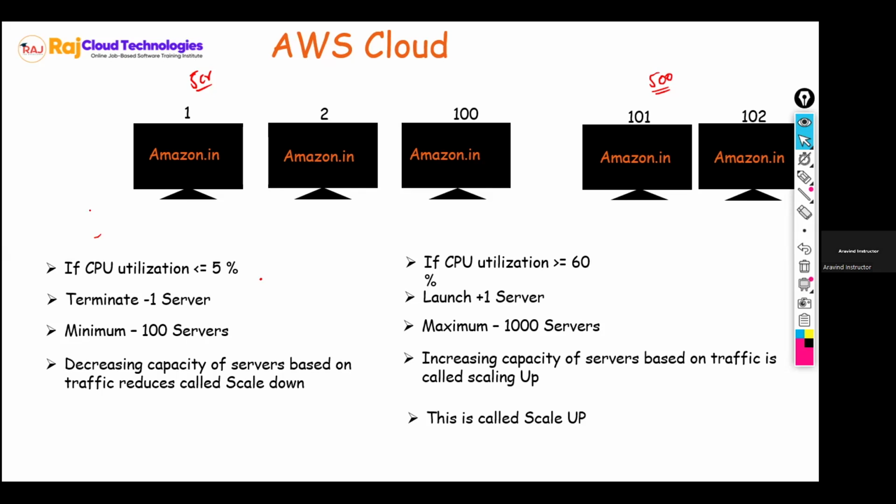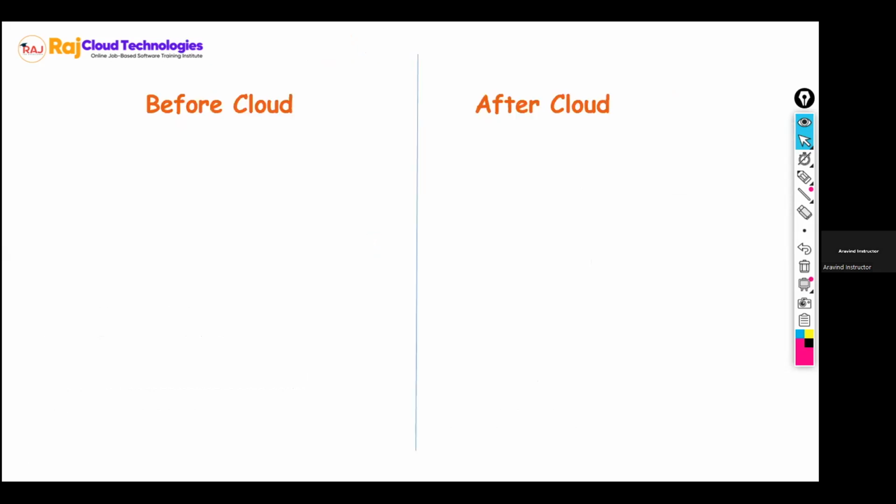Decreasing the capacity of servers based on the traffic, this concept we call scale down. So overall, we can say in cloud computing, we have a scalable concept. That means you can increase the capacity of servers, and you can decrease the capacity of servers. Whereas in physical servers, you cannot choose that. You cannot increase and decrease instantly. Okay. Now let's see the differences.